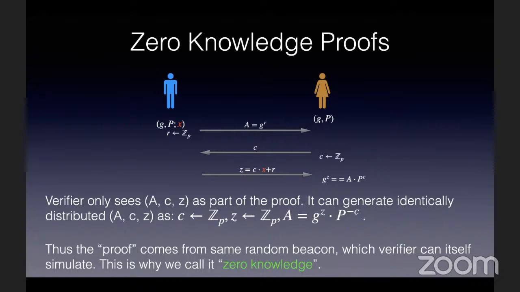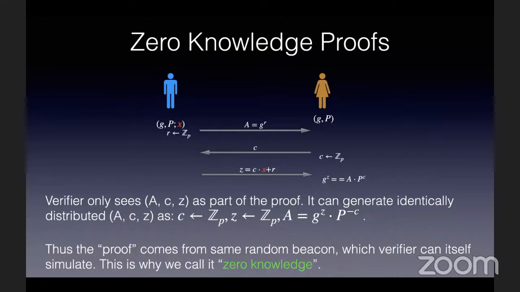He could have generated these numbers distributed like this all on his own, right? So thus the proof in some sense comes from the same random beacon which the verifier can itself simulate. And this is the reason we call this proof zero knowledge, because the messages that you see in such a proof are messages you could have generated yourself.